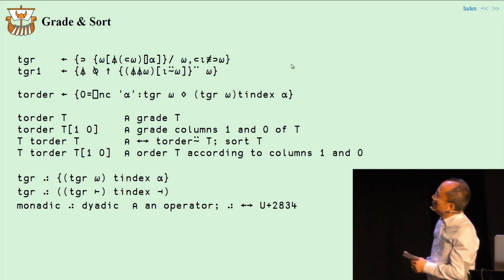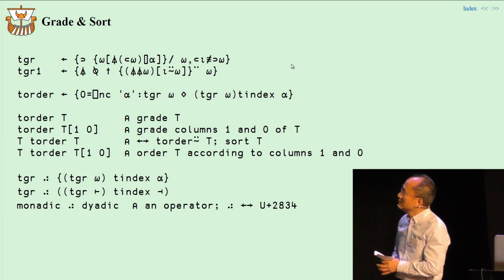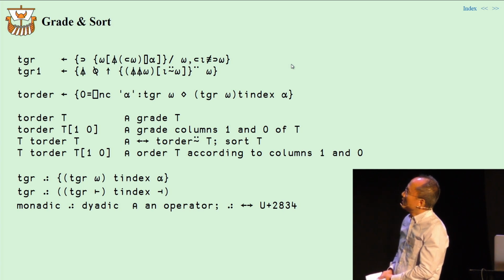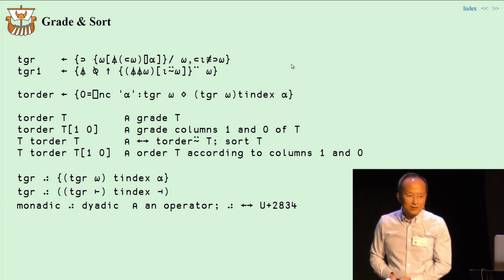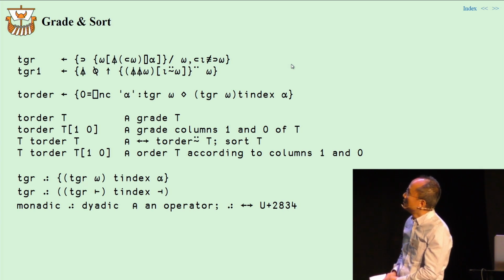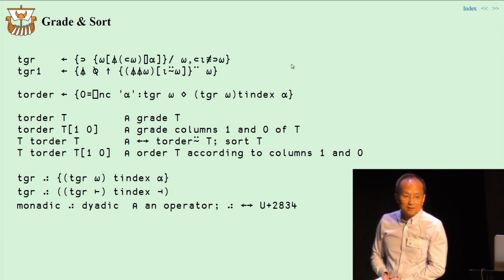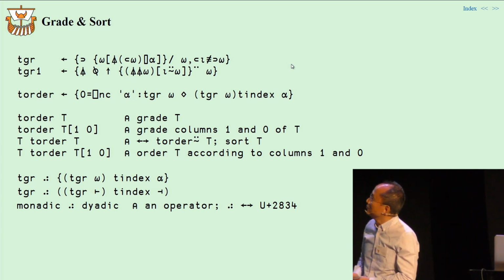Grade and sort can be packaged together as one function named order here. So order, when you apply it monadically, grades the inverted table argument, and applied dyadically, it orders the left argument according to the grade of the right argument. So in the case where the left and right arguments are the same, you just sort.